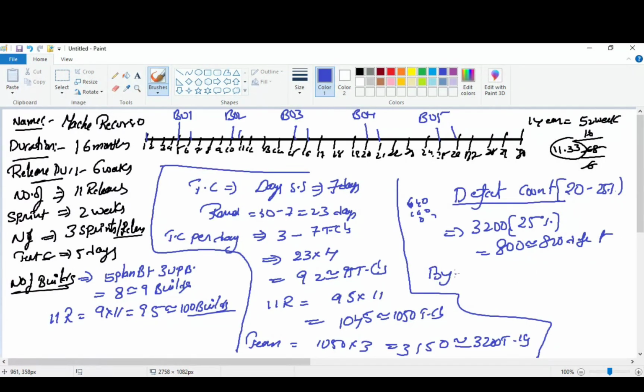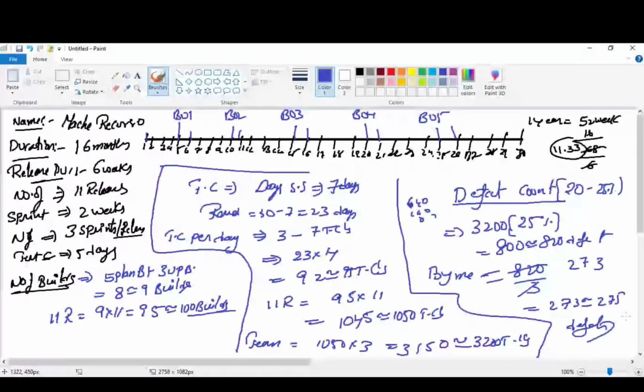Defects found by me: 820 divided by 3, how much? 273 to 275 defects I have found in my project. Understood? Everyone clear with this? Everyone understand? Yes.